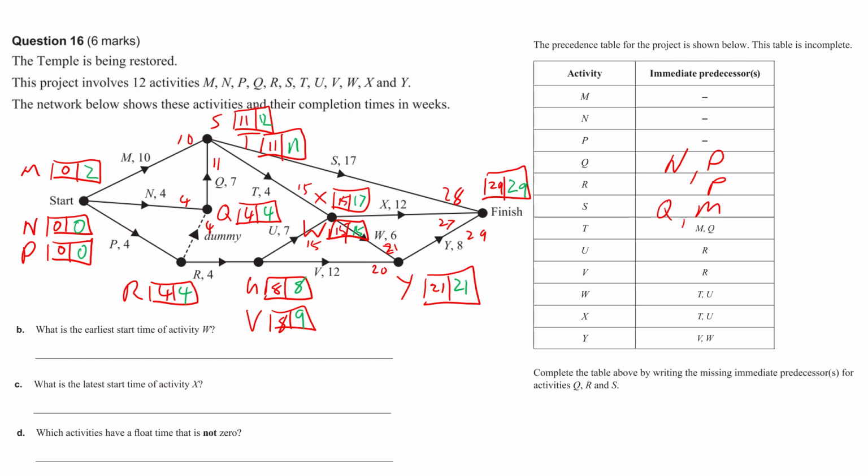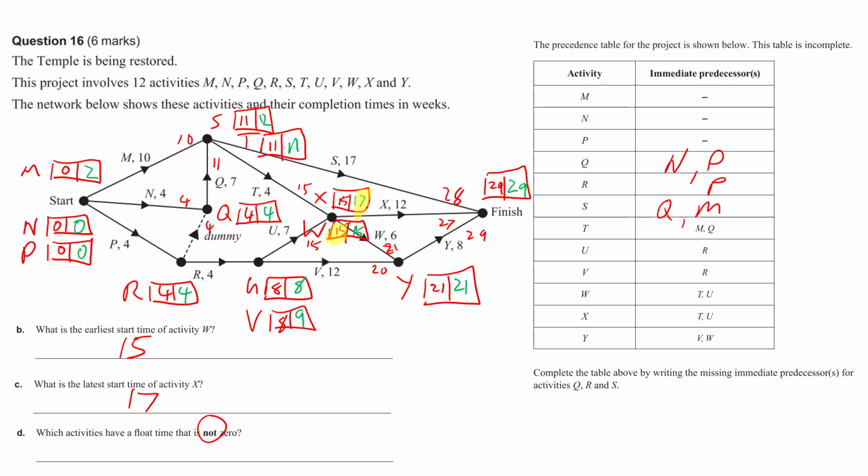Okay, so we can start answering some of these questions. What is the earliest start time of W? So the earliest start time of W is that red number in that box there. So that's 15. And then if we look for the latest start time of X, that's that green number there, which is 17.